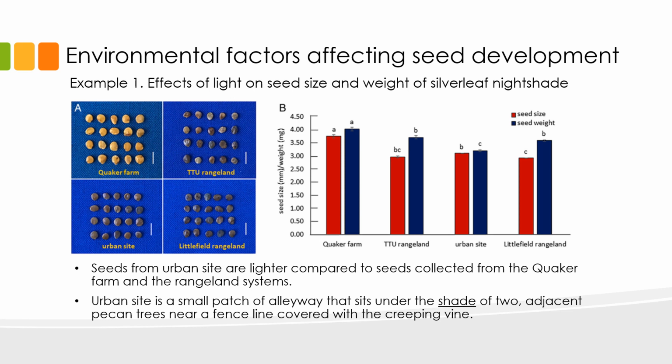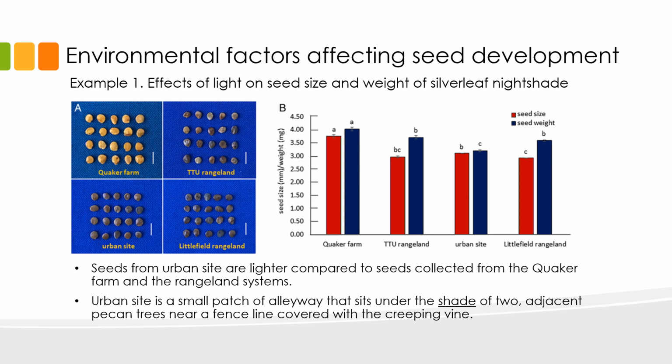Morphologically, you can easily observe the differences in the size of the seeds collected from the different locations. You can see here that seeds from Quaker are relatively bigger compared to those collected from the other sites. Seeds from the TTU and Littlefield rangelands and urban site look like they are of the same size. But if you look at this histogram on the right, you can easily see that seeds from the urban site are relatively lighter. Why are these seeds lighter?